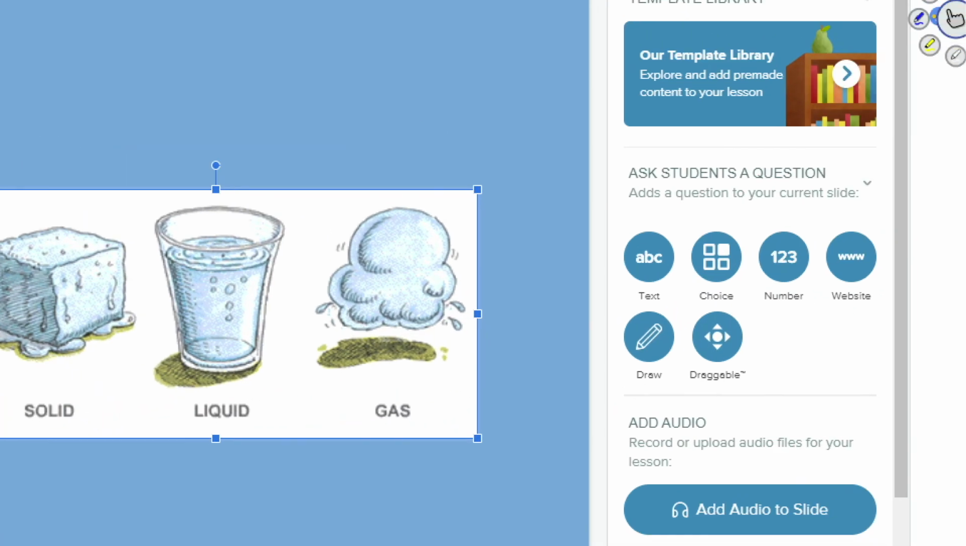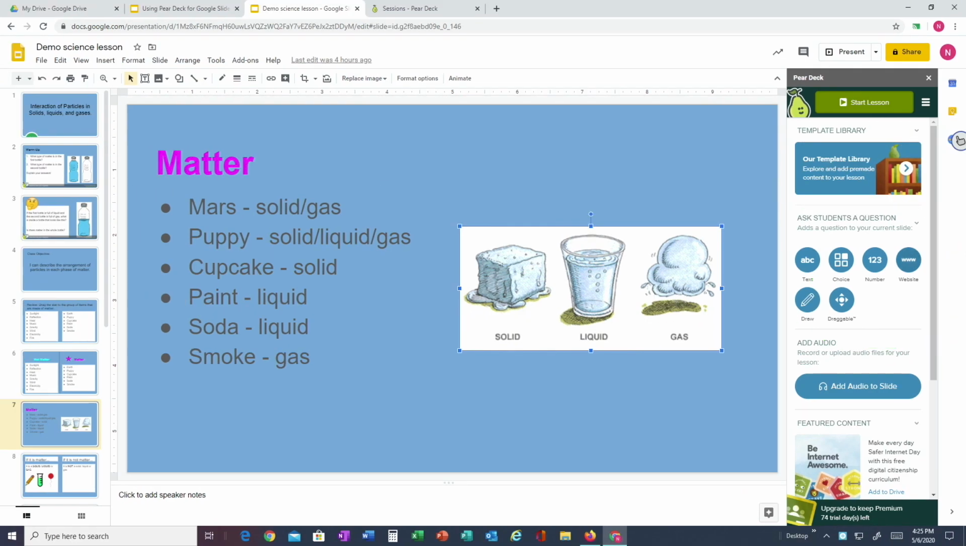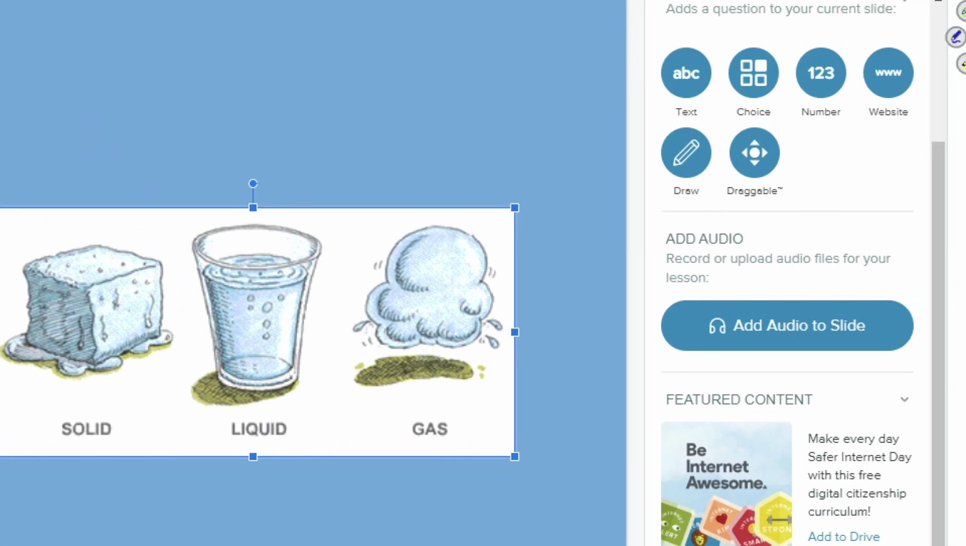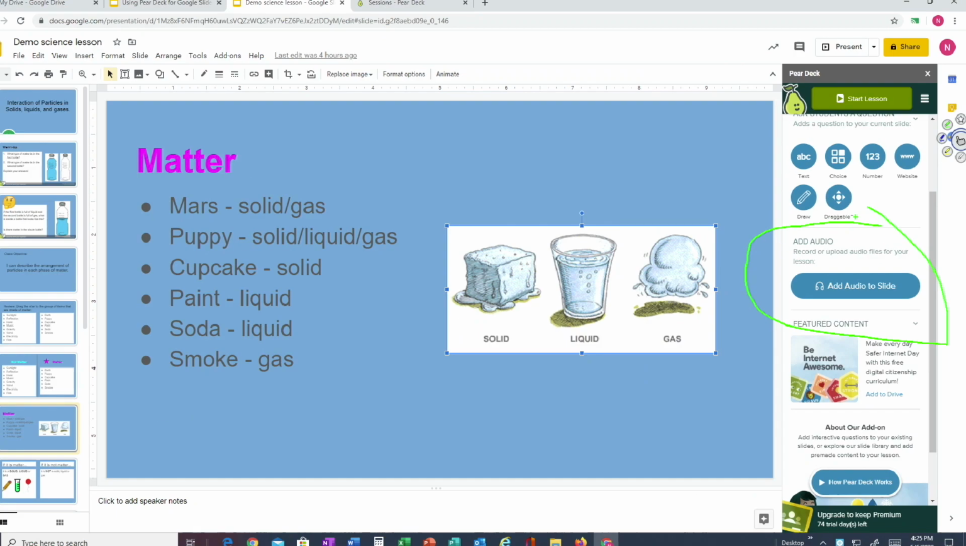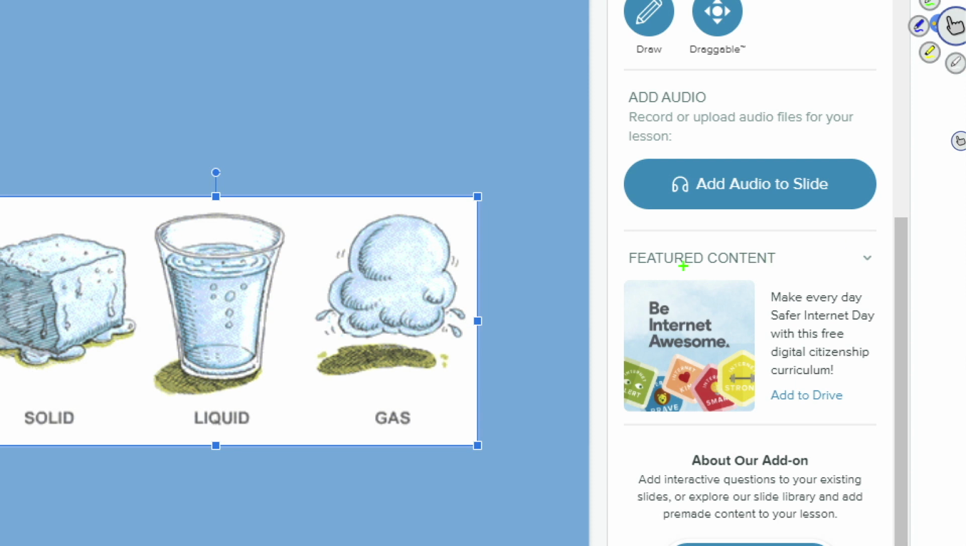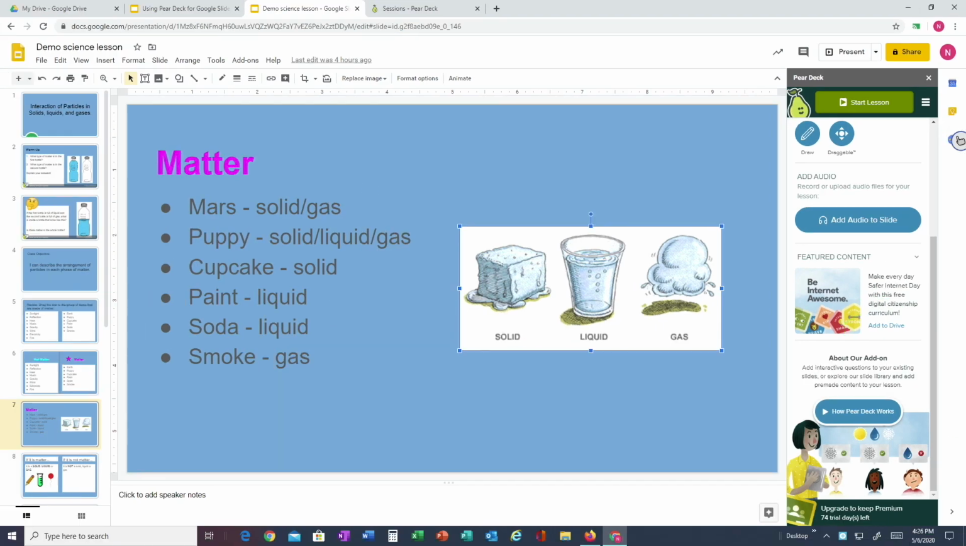Then here we have our Ask Students a Question. So we have a few different options here. I'll highlight them for you a little later on. Here's where we find that add audio option, featured content. Right now, the featured content is to make internet safe by having free digital citizenship curriculum. You can directly add it to your drive and use it as you see fit.